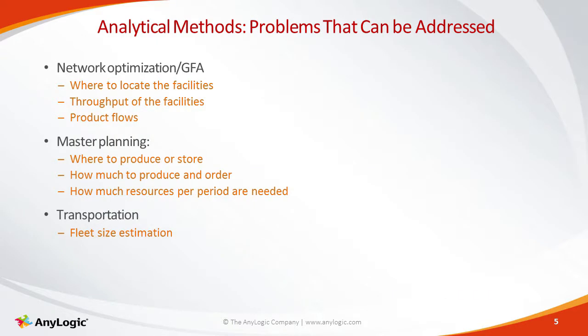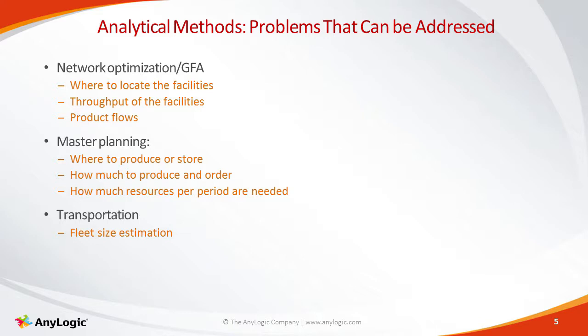If we consider analytical methods, they allow network optimization, which is about where to locate your facilities, what the product flows between the facilities are, and what the throughput of those facilities is. Please don't confuse throughput and capacity. Those are different things. Then you can also do master planning.